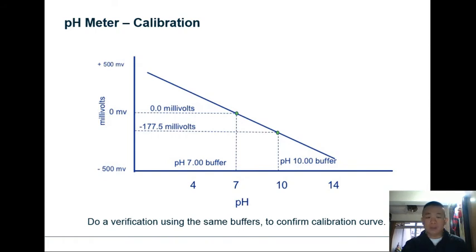One other thing to note is after you do your pH calibration, you should always do a verification using the same buffers to confirm that the calibration curve is generating reasonable results. The whole point of doing this is you already know the given pH of that buffer, whatever buffers you're using. You just stick it into the pH meter, take a reading. If it falls within a reasonable range, then you can take comfort in noting that the pH meter was calibrated properly.